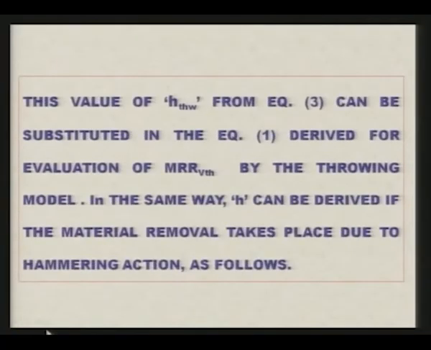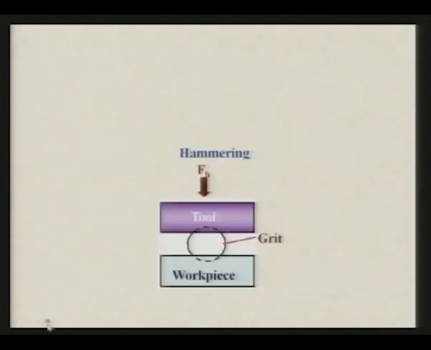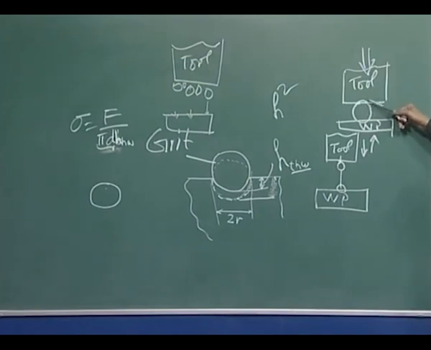This value of h_Th_w from equation 3 can be substituted in equation 1 derived for evaluation of MRR V_Th, where V_Th is the volumetric material removal rate in the throwing model. In the same way, H can be derived if the material removal takes place due to hammering action as follows. This clearly indicates how the hammering model is going to work and what is happening in the hammering. As you can see here also, part of the abrasive is penetrated inside the tool and part of it is penetrated inside the workpiece.